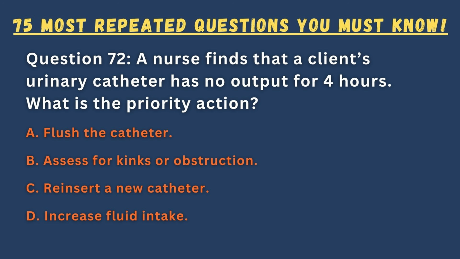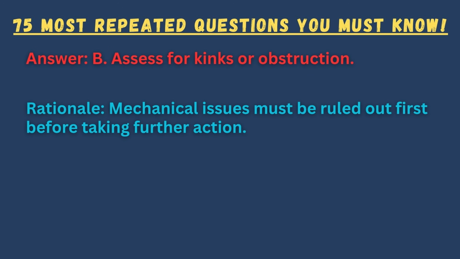Question 72. A nurse finds that a client's urinary catheter has no output for 4 hours. What is the priority action? A. Flush the catheter. B. Assess for kinks or obstruction. C. Reinsert a new catheter. D. Increase fluid intake. Answer. B. Assess for kinks or obstruction. Rationale. Mechanical issues must be ruled out first before taking further action.